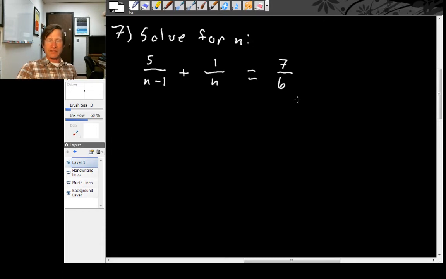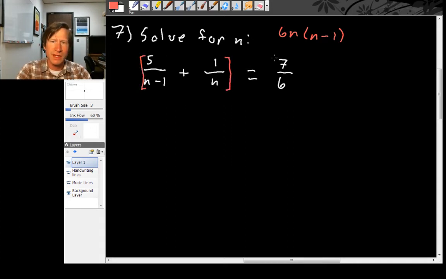So let's start out by multiplying by the least common denominator. Well, first we need to figure out what is the least common denominator. Let's see, over here on the right we have a factor of 6, and on the left we have a factor of n, and we have a factor of n minus 1. So let's multiply both sides of this equation by 6n times n minus 1, on the right and on the left.